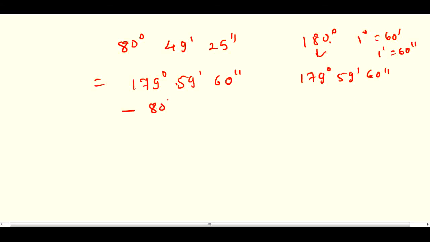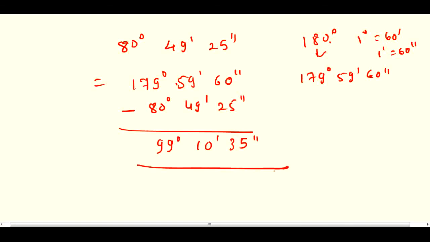Now subtract 80 degrees, 49 minutes, 25 seconds. So 60 minus 25 is 35 seconds, 59 minus 49 is 10 minutes, then 179 minus 80 is 99. So 99 degrees, 10 minutes, 35 seconds. This is the required answer, because as I told you, 1 degree equals 60 minutes and 1 minute equals 60 seconds. So till question number 13 you can solve.